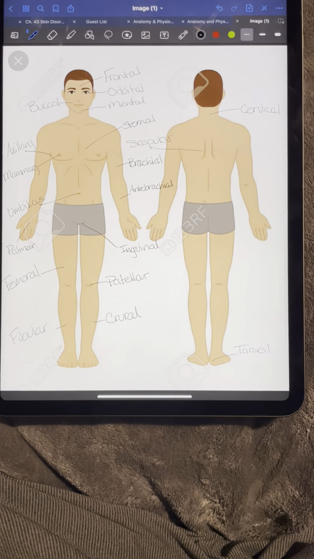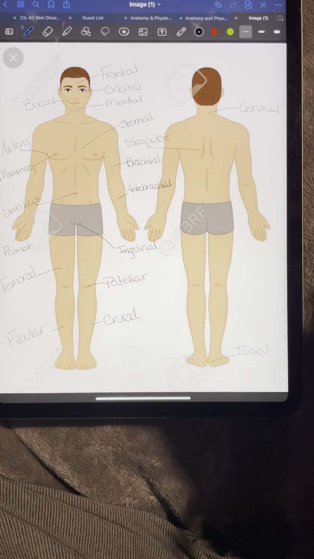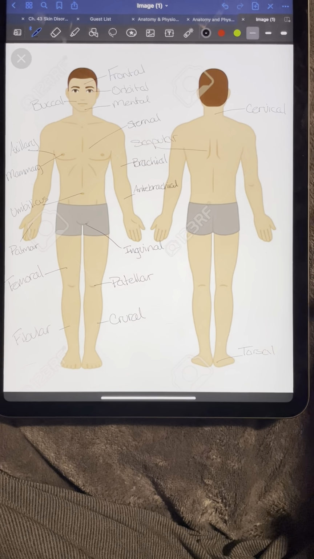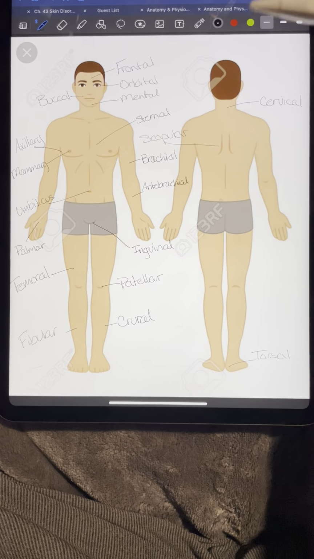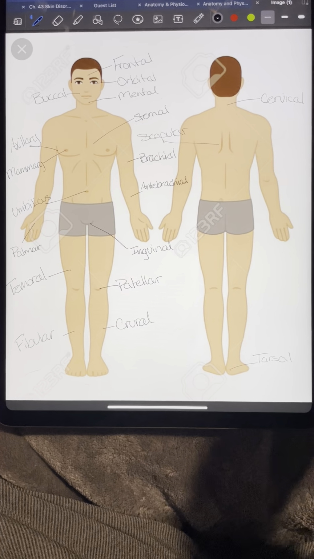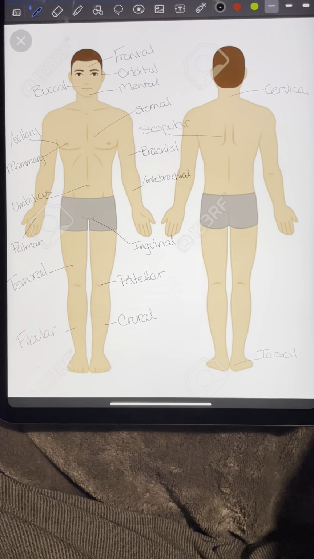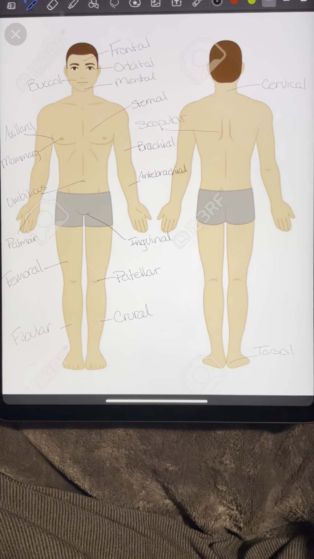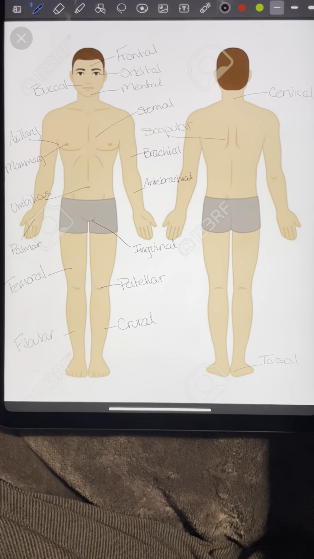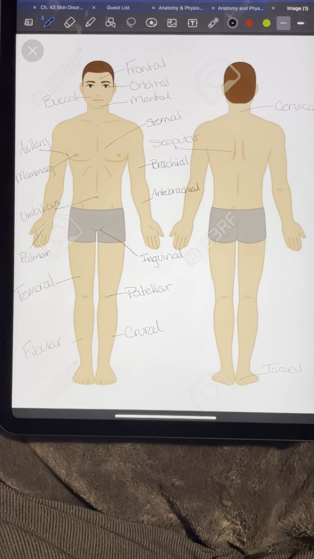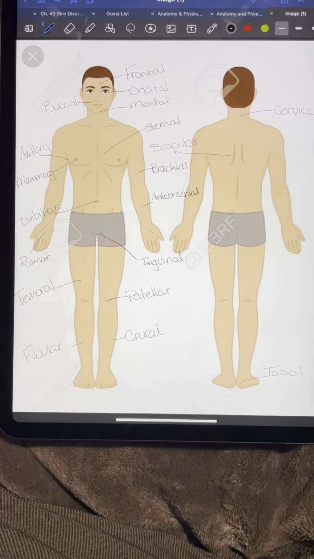Hi guys, I'm going to be talking about decoding body regions. So we'll start with the frontal region. The frontal region is also called the frontal lobe. It's located at the front of the skull. Its name is because of the location it's at, in the anterior aspect of the cranial cavity.